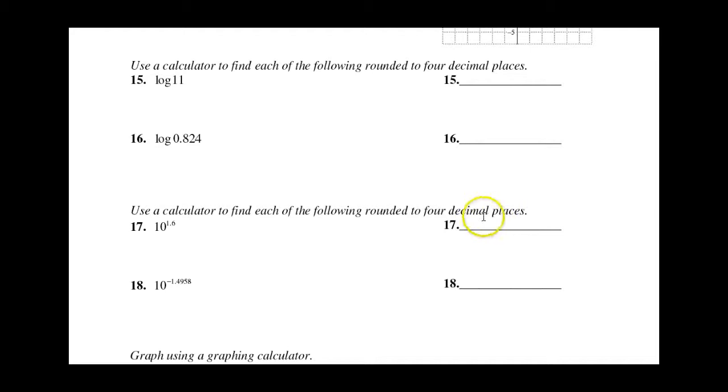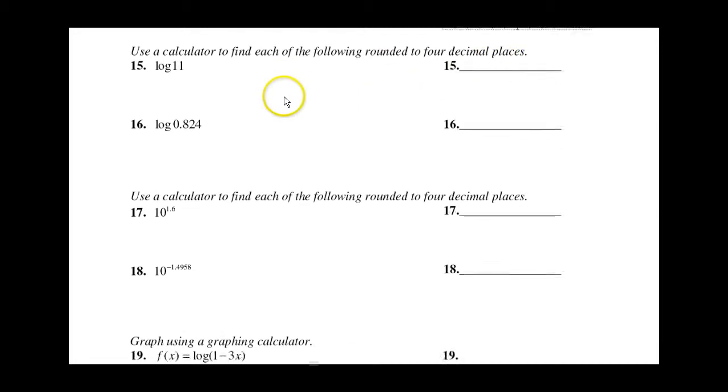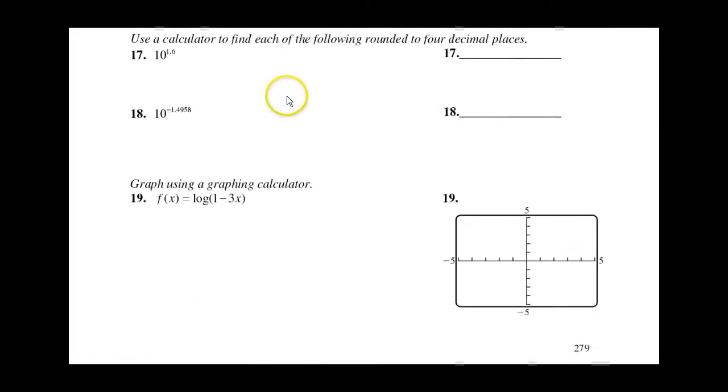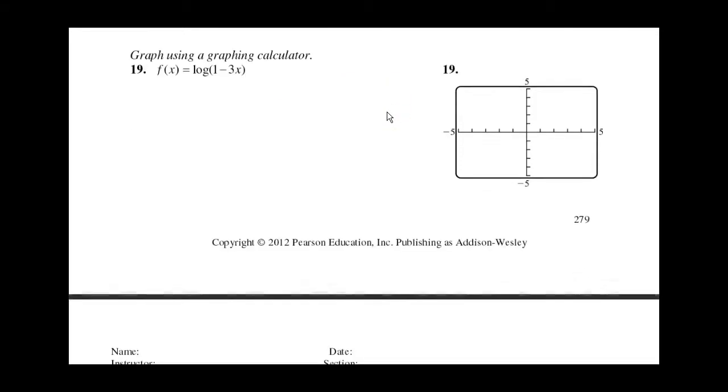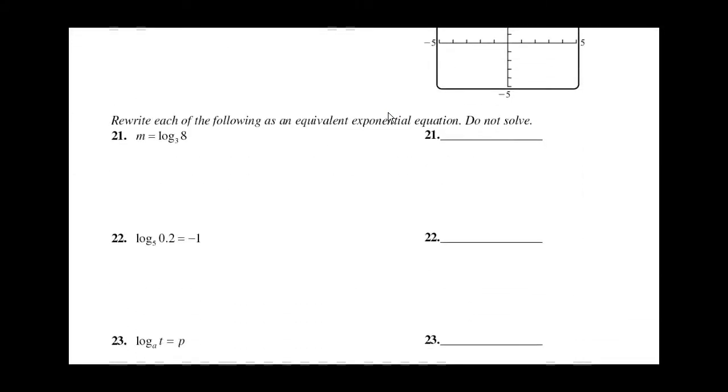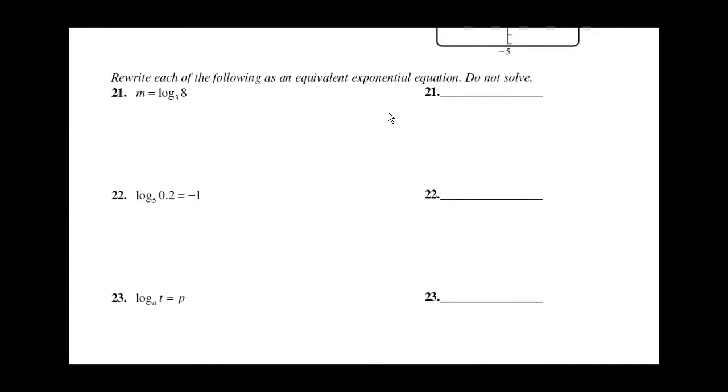Okay, here they're asking you to use a calculator to find the following and round them to 4 places. Again, I'm not quite sure how we're going to be doing that. And then graph using a graphing calculator. We'll pass that one up too. Okay, here they only want us to write an equivalent exponential equation and do not solve it. So let's work on that.